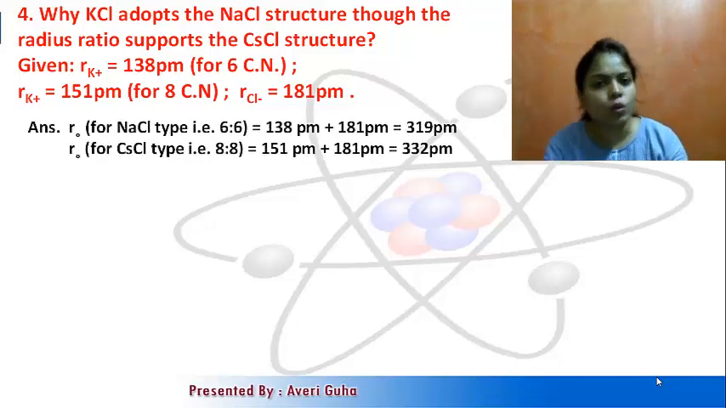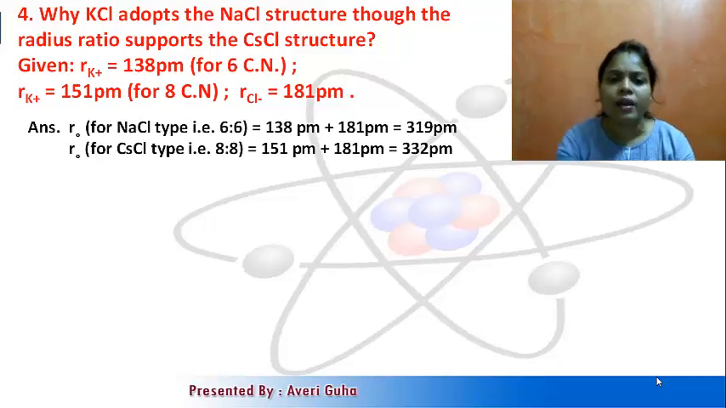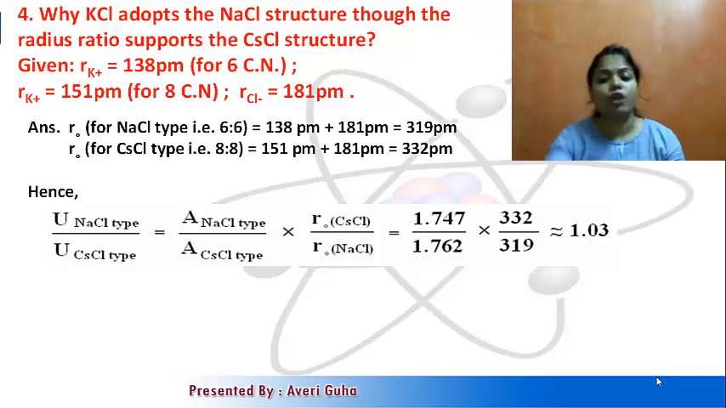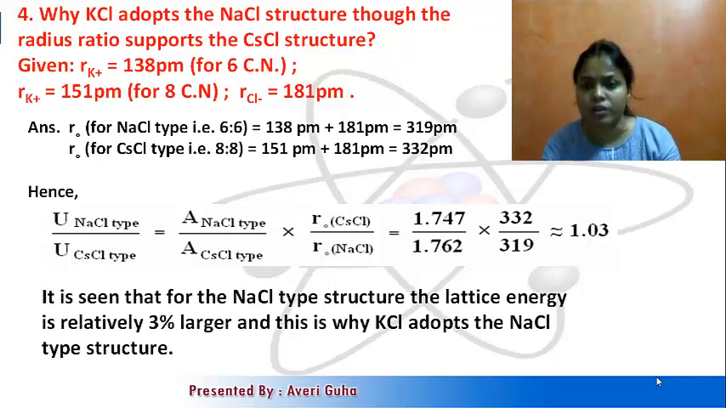So let me calculate the internuclear distance for KCl in both structures, that means NaCl type and cesium chloride type. It is shown in the slide. Now just put this value in with the Madelung constant and take the ratio of their lattice energy, and it is seen that the lattice energy of KCl in the NaCl type structure is relatively larger, almost 3% larger than that in the cesium chloride structure. So obviously we can say that KCl adopts the NaCl structure because here its lattice energy is more and it is more stable.